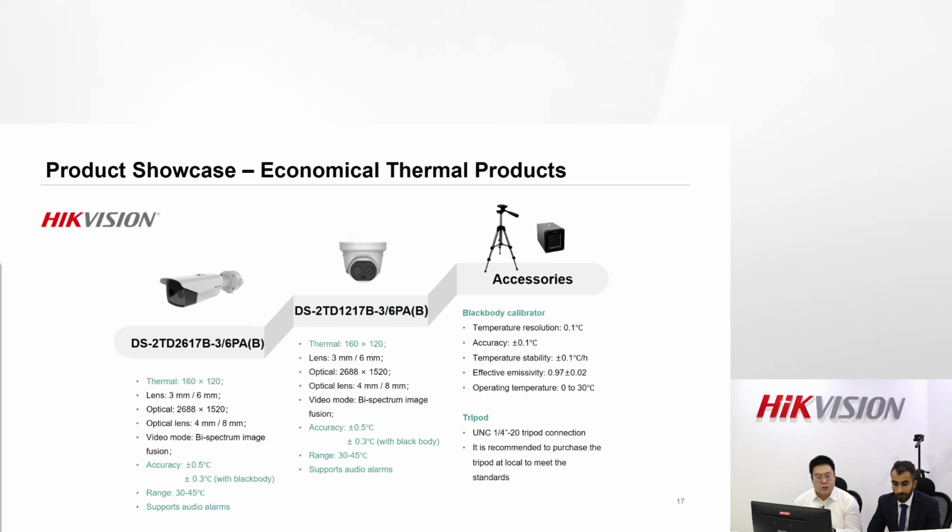It also supports audio alarms, and with the help of the blackbody calibrator, it can reach plus or minus 0.3 degrees Celsius. As for our blackbody calibrator, the accuracy can reach plus or minus 0.1 degrees Celsius, and the temperature resolution is 0.1 degrees Celsius. So it can be used in the solution with the thermal camera to correct and improve its accuracy. So the whole solution can reach plus or minus 0.3 degrees Celsius.